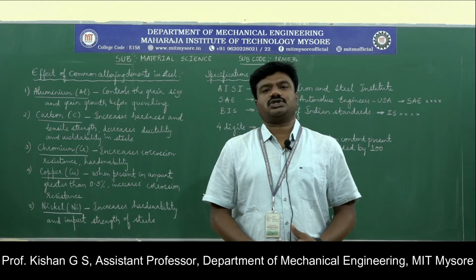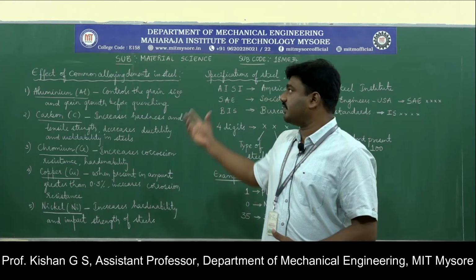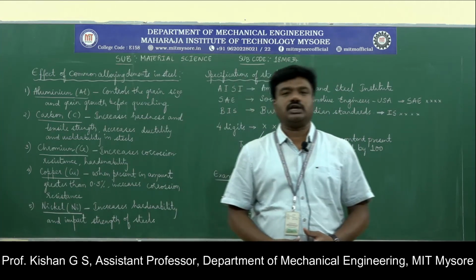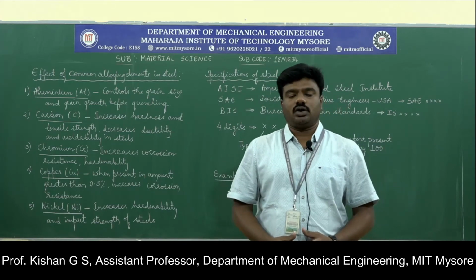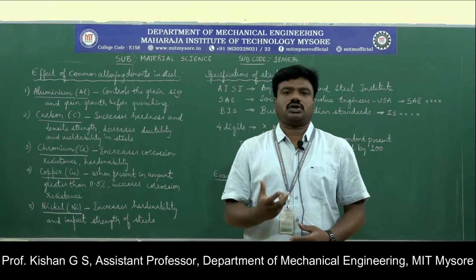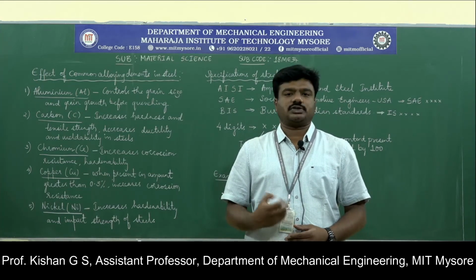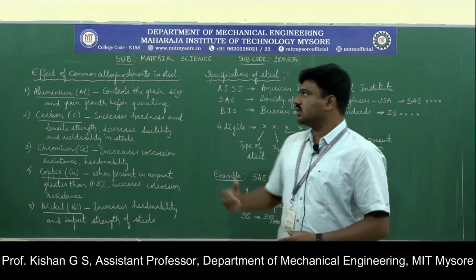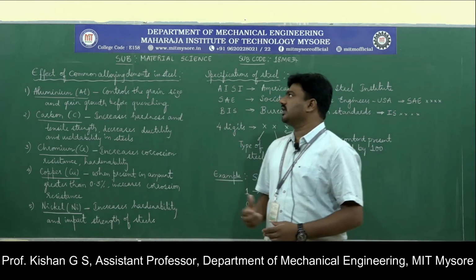Moving on to the last topic of module 2, that is the effect of common alloying elements in steel and specification of steel. These are the two parameters from which you can expect short-note kind of questions in the exams. So what is the effect of common alloying elements in steel?